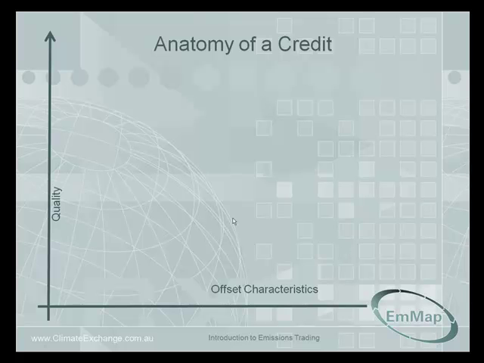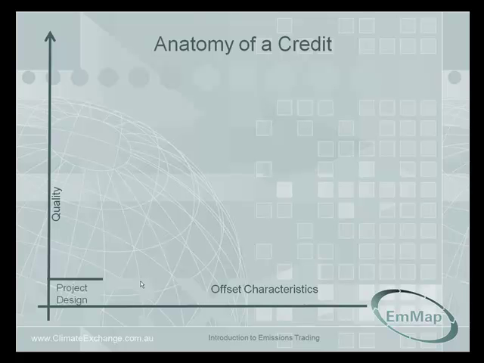So here on the vertical axis we have the quality, and we have the characteristics of an offset or a credit as it is being created. Okay, so the first thing, we have to start with the project design document. It's a bit like building a house. This is the foundation of the house. If there's something wrong with the project design, the whole basis of the credit, the whole basis of the offset actually can fall over.